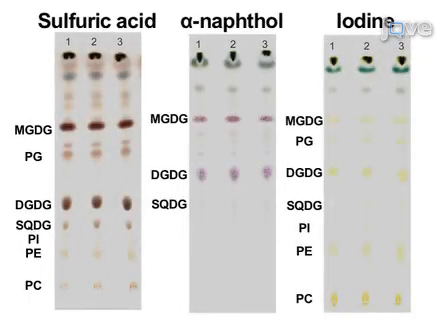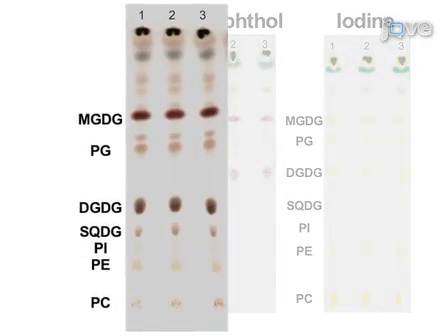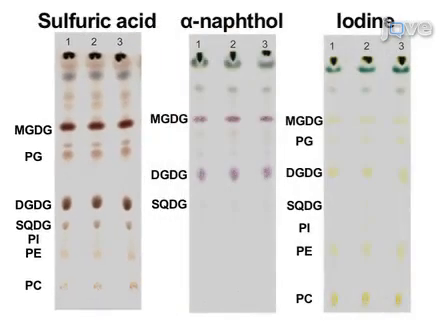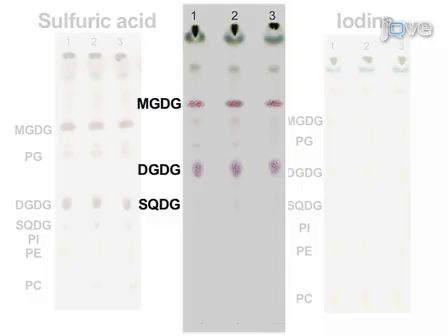Examples of staining of TLC-separated lipids from 4-week-old Arabidopsis seedlings are shown here. The sulfuric acid-stained lipids are charred and appear as brown spots. Alpha-naphthol is preferred to stain glycolipids such as MgDG, DgDG, and SqDG. Glycolipids stained with alpha-naphthol carry a pink-purple color, while other polar lipids stain yellow.